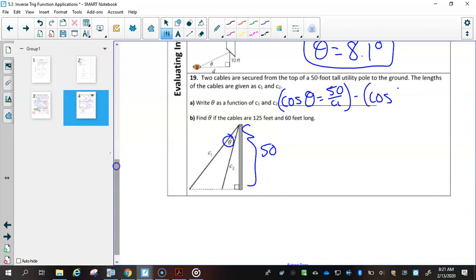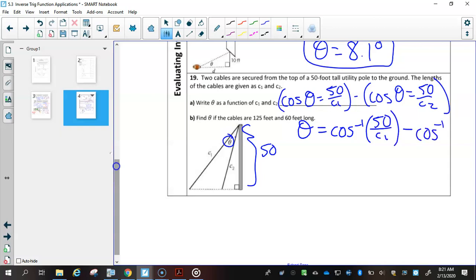Now, this is not a function of theta, so we would need to change it so that theta equals cosine inverse of 50 over C1 minus cosine inverse of 50 over C2. The longer cable is C1.